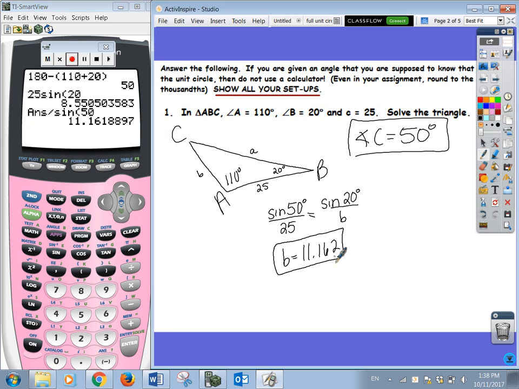This is not a right triangle, so we can't say a squared plus b squared equals c squared, so we have to have another setup. Your other setup would still say sine of an angle over its side.